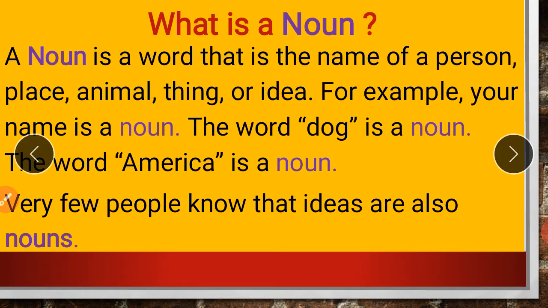Likewise, for example, your name is a noun. My name is a noun, and the dog. The word dog is a noun, it is an animal name. The word America is the name of a place. That is also a noun. Some people know that ideas are also nouns.